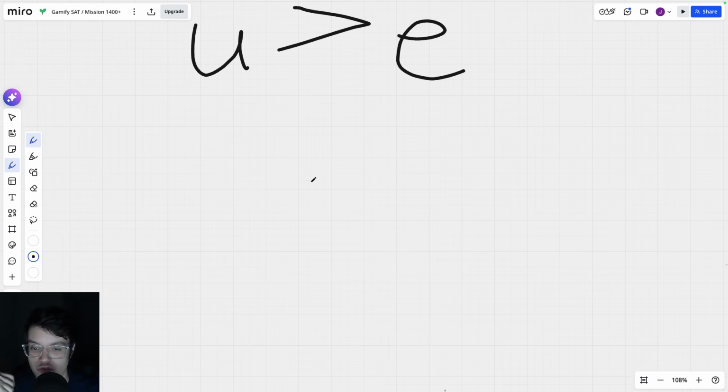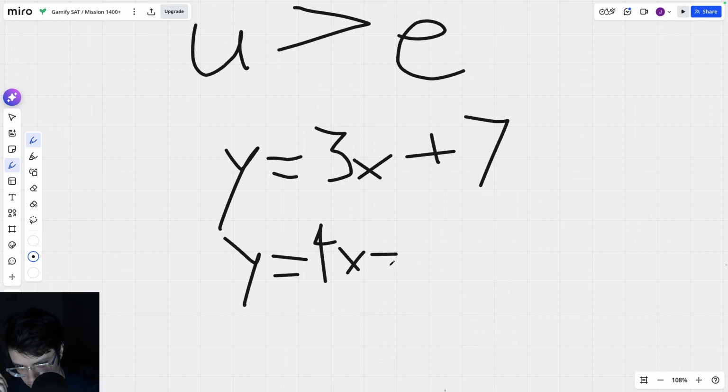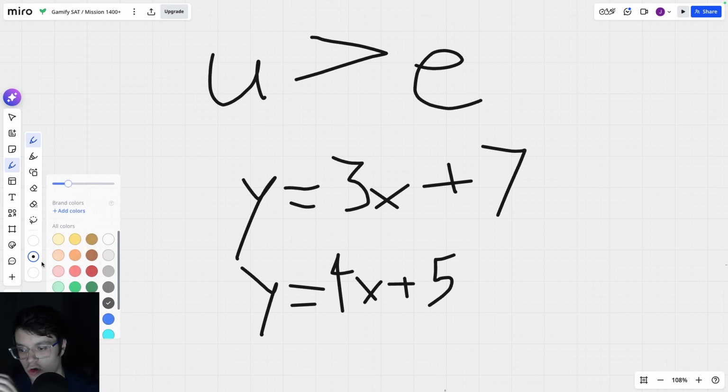For all the examples we've shown before, it's been something like y equals 3x plus 7, let's say, and then y equals 4x plus 5. Count how many different unknown things, aka how many different letters there are here.